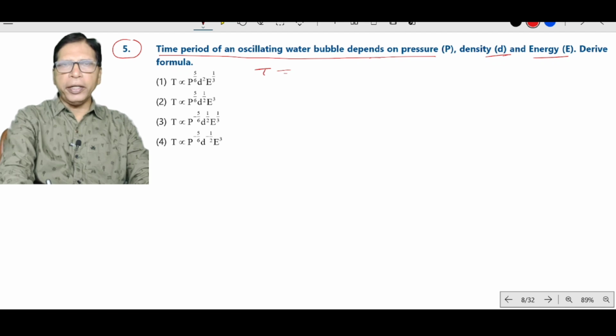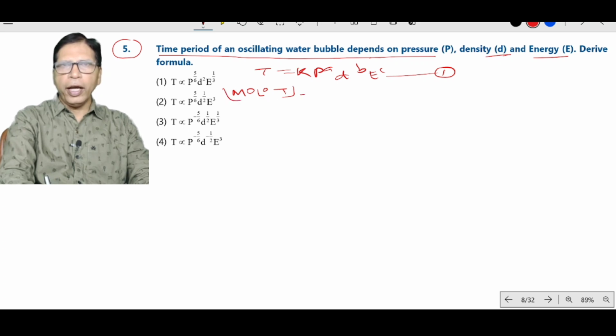So T can be written as K, this is P to the power A, this is D to the power B, and this is E to the power C. This is equation number 1. Now write the dimensions. This is M⁰L⁰T⁰.